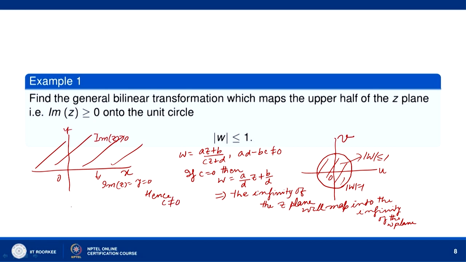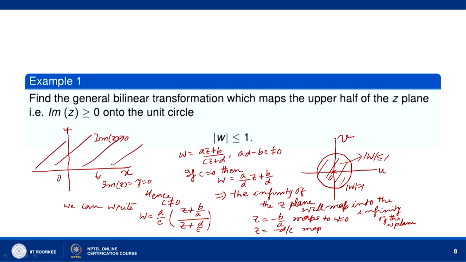Okay. So when c is not equal to 0, we can write w equal to a by c into (z plus b by a) divided by (z plus d by c). Now let us see this transformation. Here what happens is z equal to minus b by a maps into w equal to 0, which is the center of the circle mod of w equal to 1, and z equal to minus d by c maps to w equal to infinity.